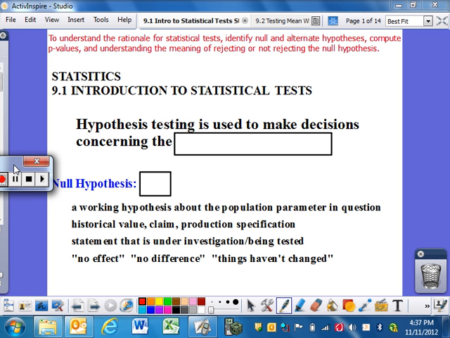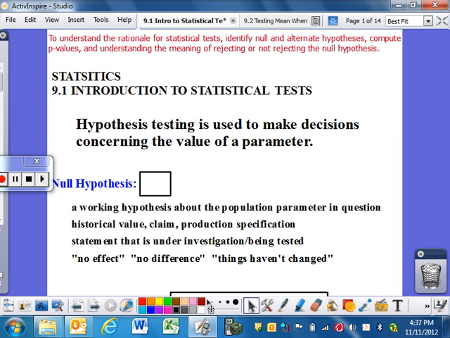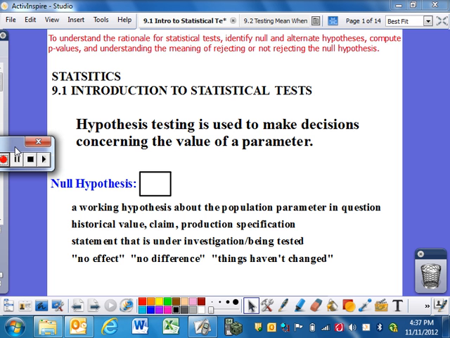So hypothesis testing, like I just said, is used to make decisions concerning the value of a parameter. Now hopefully by now we understand a parameter is a population-based number, whether it's a mean, a standard deviation, or anything else. And most of the time we talk about the mean or the average, and what we want to do is decide, is it significant or not? Is it true and accurate to what people claim it is, or are they kind of giving you a line? So null hypothesis.